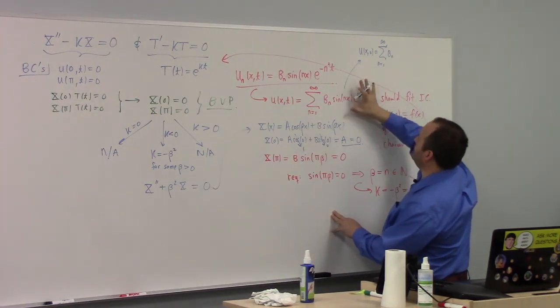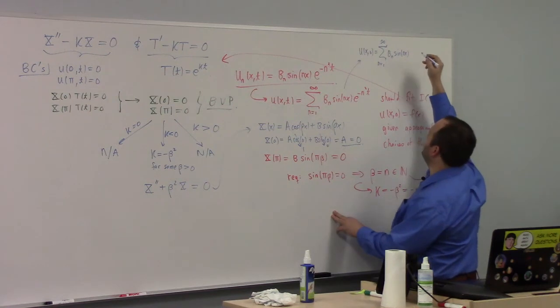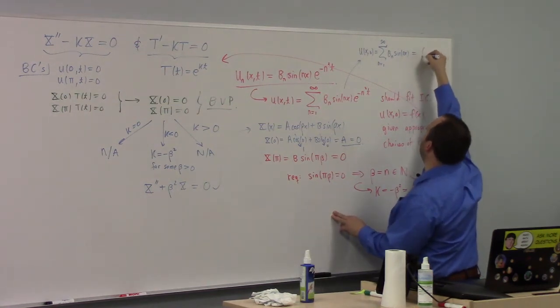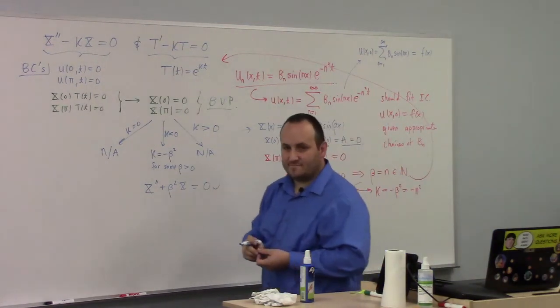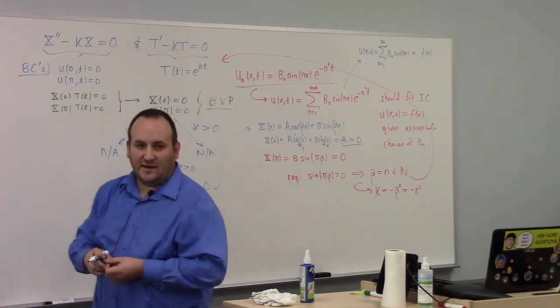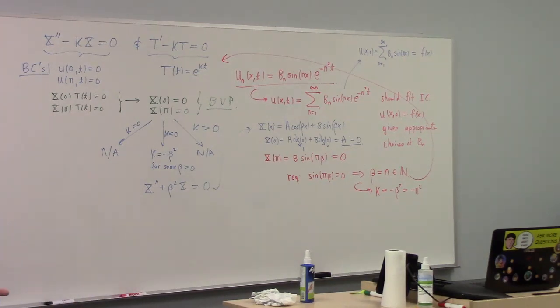So this is just gone, and you get sine of nx. So he's saying set that equal to f of x. Now how do you find the b sub n's which are appropriate to choose? Well, what you do is you expand f of x as a Fourier series. In fact, the solution has been presented here as what's called a Fourier sine series.